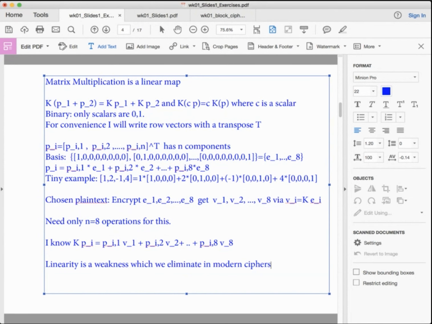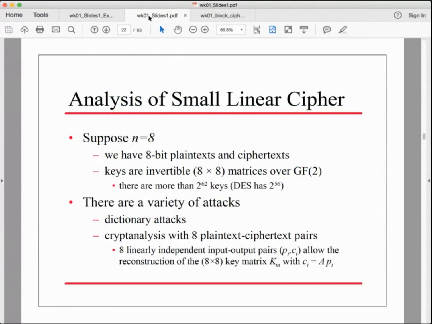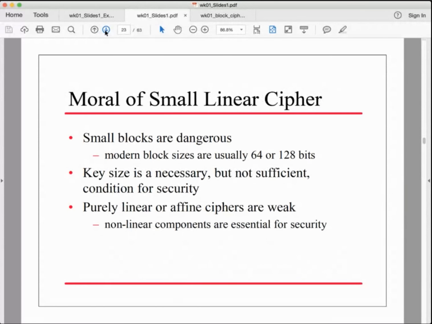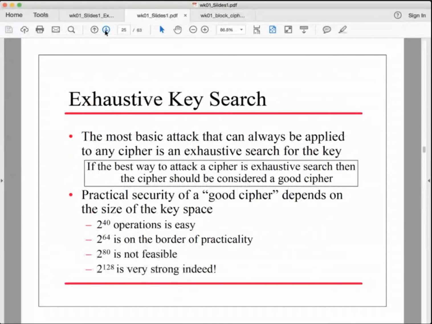Let me just save that. I will obviously upload this as well. So let's go back. He says basically the same thing: key size is not sufficient. Purely linear is bad. So you know these attacks from before.